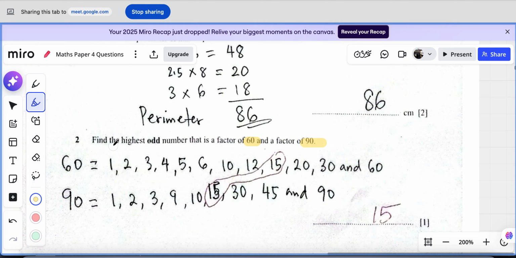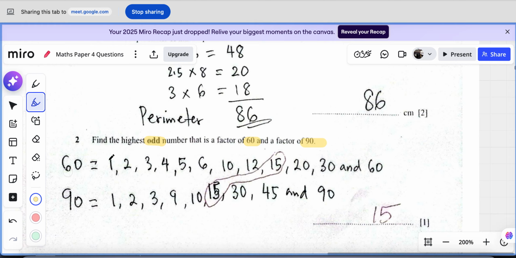Remember, this question is not asking us for the LCM. It's only asking us to find the highest odd number that is a factor of 60 and at the same time a factor of 90, the highest one. So it's not the only factor, but it's the highest odd one. Other factors that you may find that are even numbers, like 30, may not be suitable for this question. They say the highest odd. So you see the bolded odd. They made it bold. So they're telling you, take note of this. We are looking for the odd number.